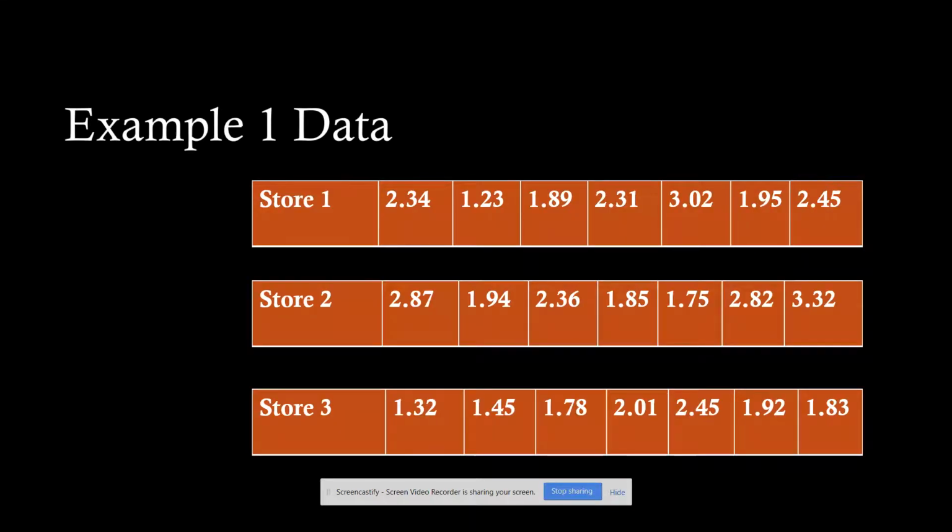Okay, so here's my data. I have my data for store 1, for store 2, and for store 3. When you take this data down, be careful not to scramble up the data. You don't want to mix them up because it's going to make your results wrong.